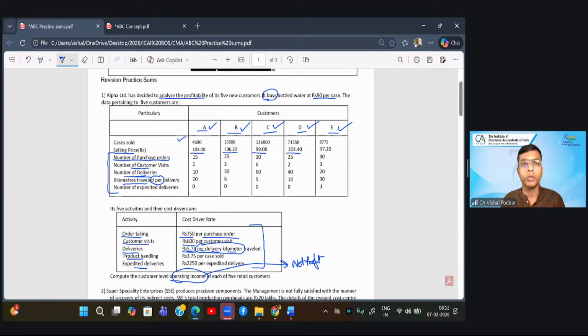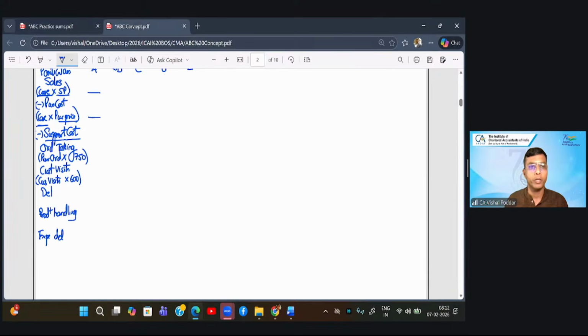So what you have to do is first multiply these two, the deliveries and the kilometers per delivery. And then to that you will multiply 5.75, right? I hope you all are understanding what I'm trying to say. So I will take deliveries, multiply it by the kilometers, and then this amount I will multiply by 5.75. Right? Clear? Perfect, Nikunj.